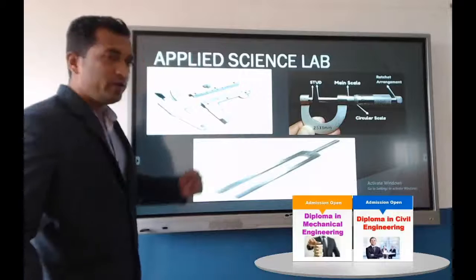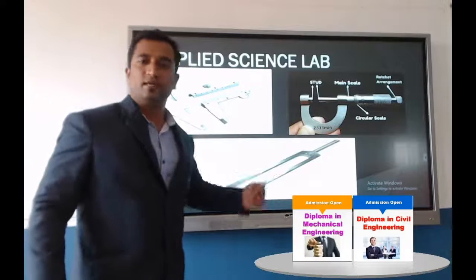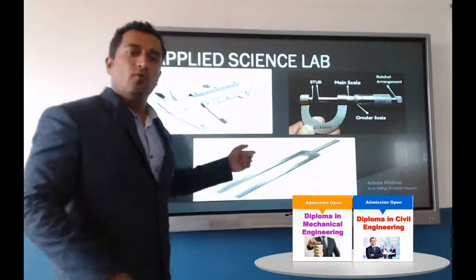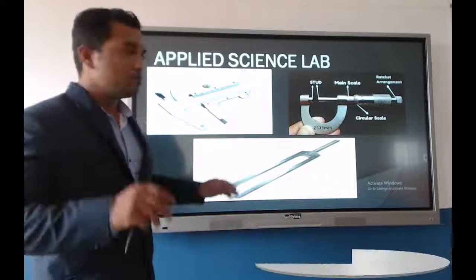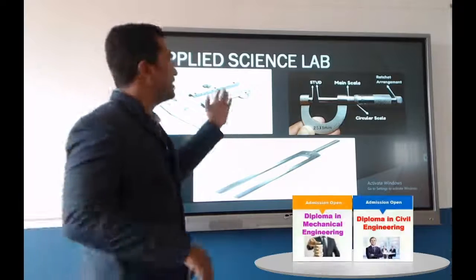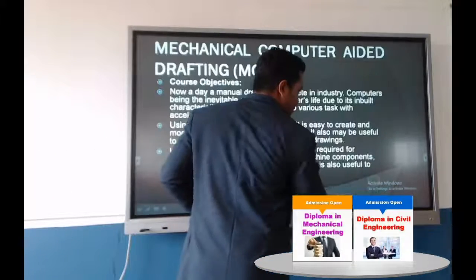Now next is tuning fork. You all have seen a tuning fork in school. So where do we use that? To measure the frequency, measure the resonance. So these things we are going to study in the applied science lab.